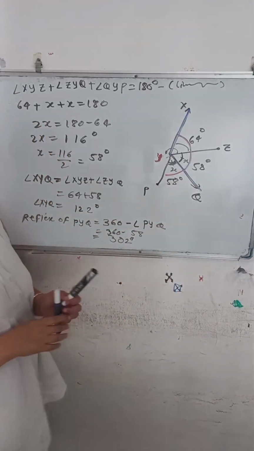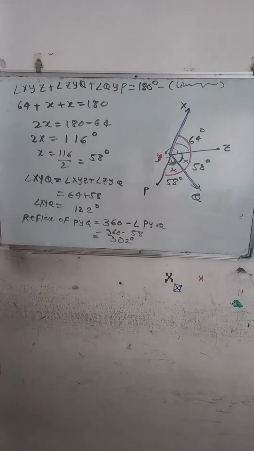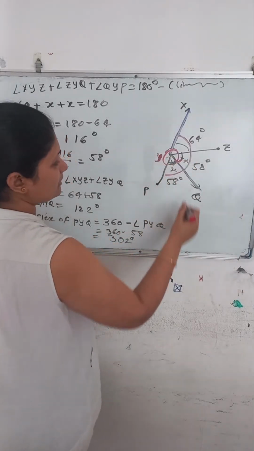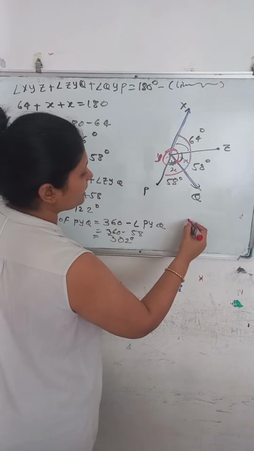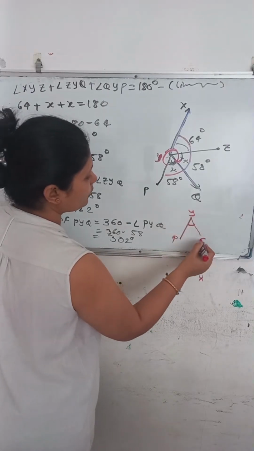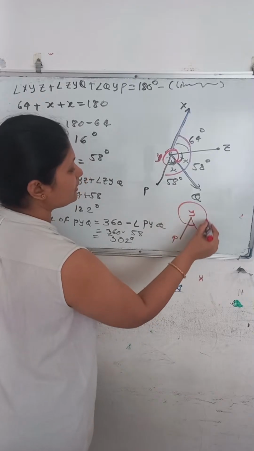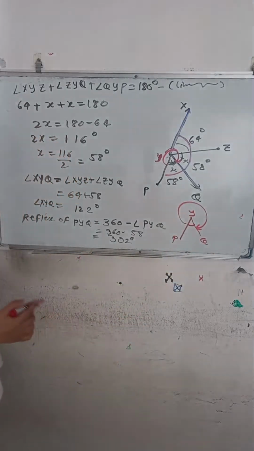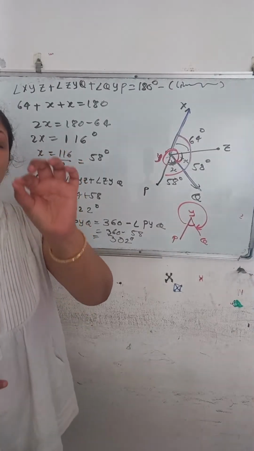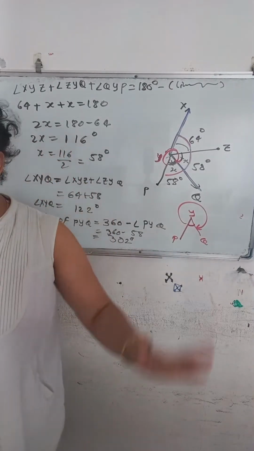Reflex means exterior angle. I told at the beginning of this session only. Those who are not able to get what is the reflex angle, you can go to the beginning part and check. Suppose this is the angle PYQ, and if I want the reflex, then you have to take the exterior angle. So here you have to subtract PYQ from 360, you will get the reflex angle.